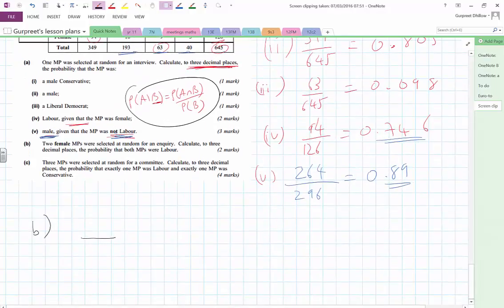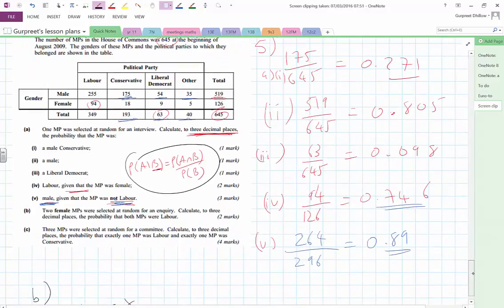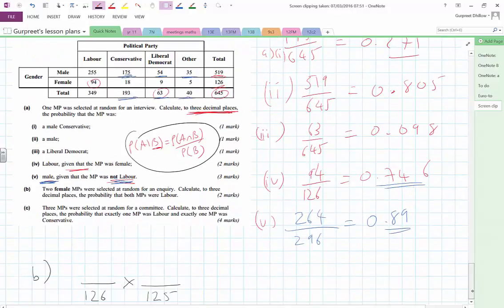126. But after you selected one, there's only going to be 125 left. And the probability of selecting 2 Labour is 94, because there's 94 Labour female MPs, and then if you already selected one, there's only 93 left. So that's 94 times 93, divided by 126 times 125, 0.555.